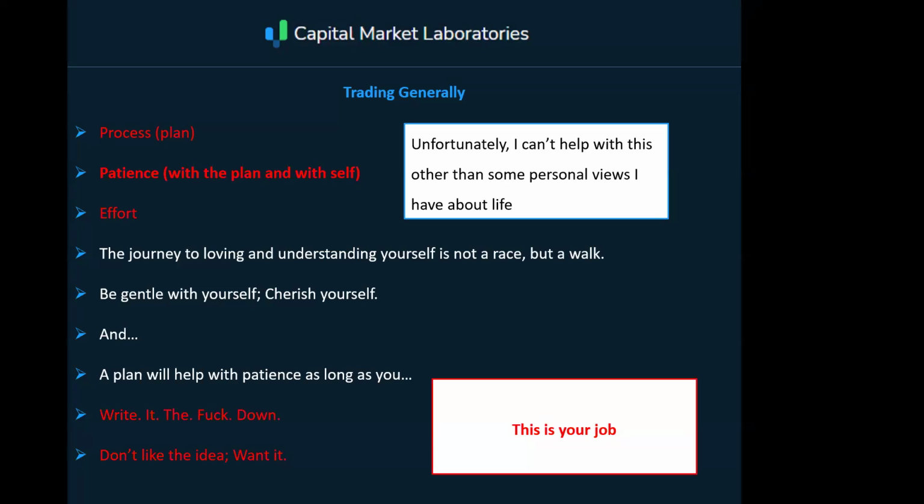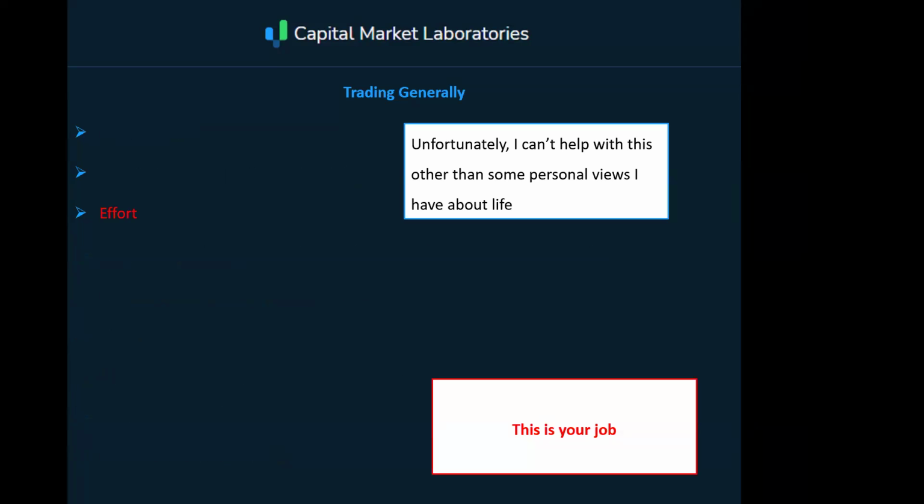This is basically the end of the slideshow. Right? A process or a plan, I'll show you how to do that. Patience, can't help you with that. Effort, I'll help partially. The part you have to do, write it down. Don't like the idea, want it. This is effort. It will take effort.